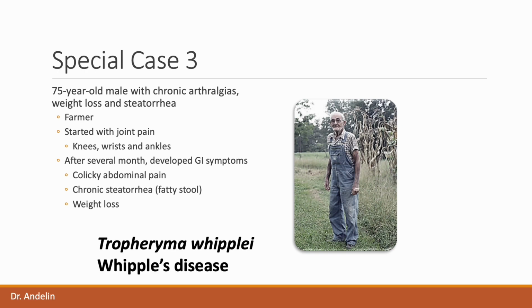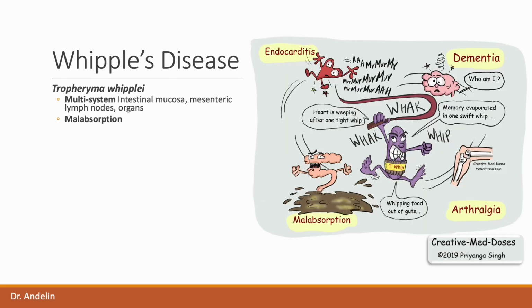Ultimately, this patient was diagnosed with Whipple's disease caused by Tropheryma whipplei. The bacteria Tropheryma whipplei is ubiquitous in the environment, but rarely causes disease. It can, however, invade a human host and spread throughout the body, including the intestinal mucosa, mesenteric lymph nodes, and through many organs, which can cause multi-system disease. It leads to small bowel atrophy with resultant malabsorption.